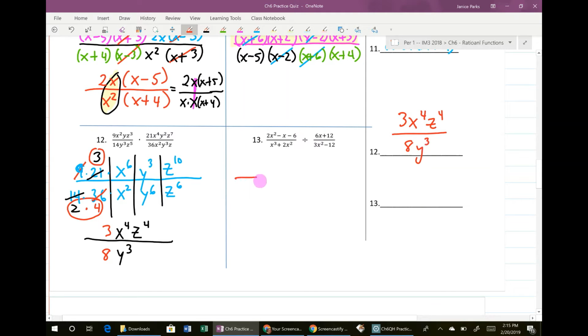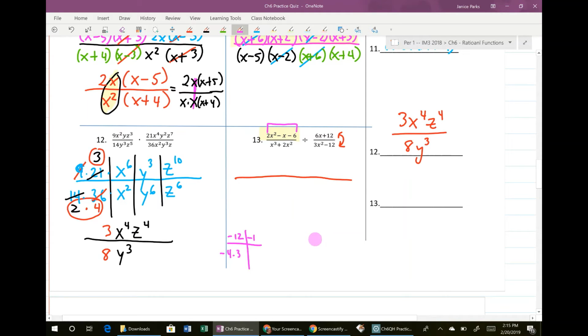For number 13, it's division. We have to flip this one. So first I'm going to factor that. In order to factor this, you have to use the box method or the grouping method. So I'll do both in case you know both methods. So you have to multiply 2 times negative 6, which is negative 12, to get negative 1 in the middle. And that's negative 4 times 3.